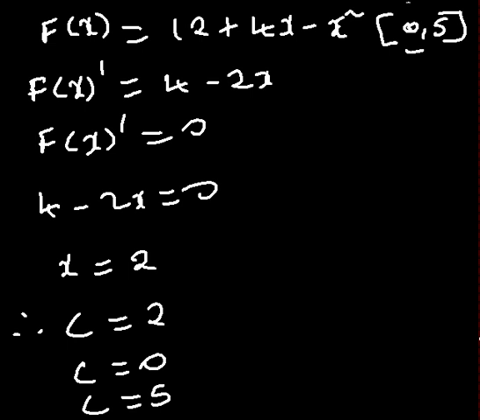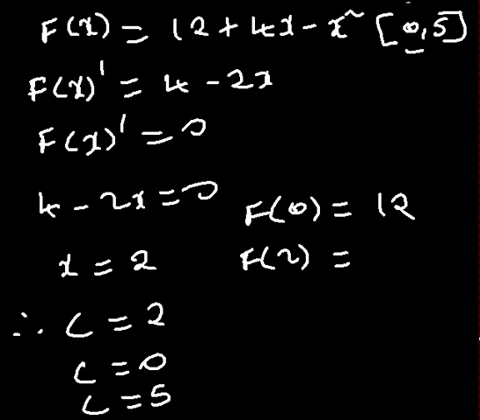So we should have, first of all, f of, let's say, 0, but you may start with whichever value. What is f of 0? We'll have it as 12. And we should have f of 2. And what would be the f of 2?